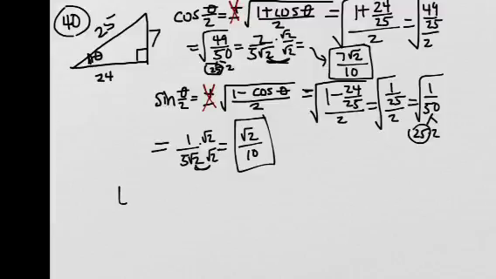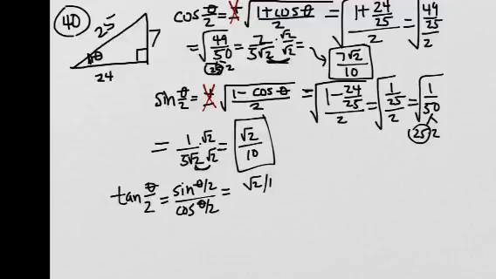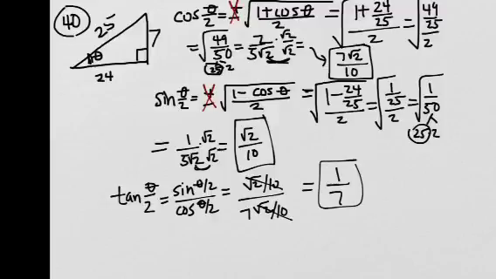For tangent of theta over 2, you have formulas, those you have, but you can also use the fact that tangent of theta over 2 is the same thing as sine theta over 2 over cosine theta over 2. Since you already have the values, I think it's a lot faster. So sine theta over 2 is square root of 2 over 10, and cosine of theta over 2 is 7 radical 2 over 10. So the radical 2's over 10's cancel, and you're left with 1 over 7. And that's the answer for tangent theta over 2.